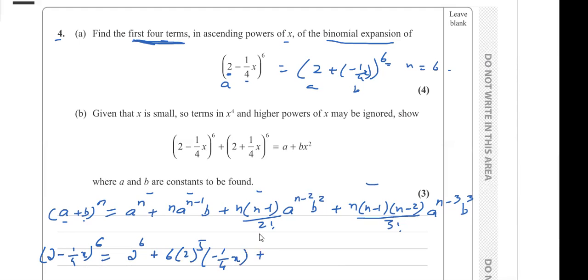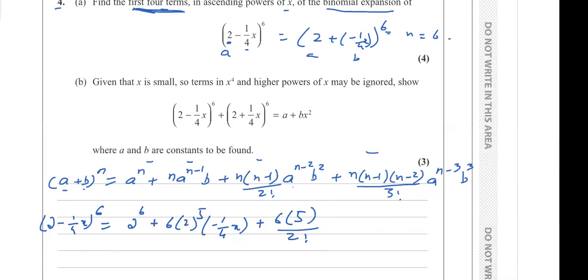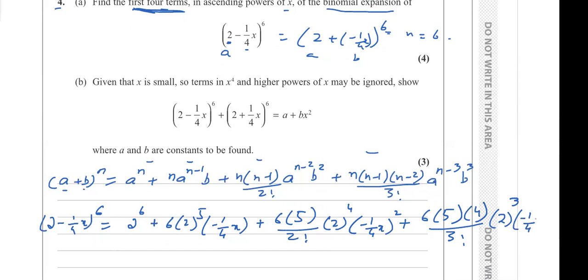And plus n is 6 into 6 minus 1, which is 5, over 2 factorial. And what is a? A is 2. So 2 power 6 minus 2 will be 4. B is, we know, (minus 1 over 4x) to the power 2, plus n is 6 into 5 into 4 over 3 factorial, a to the power n minus 3, what is a? A is 2, 2 to the power 3, and b is (minus 1 over 4x) to the power 3. So just simplify it now.